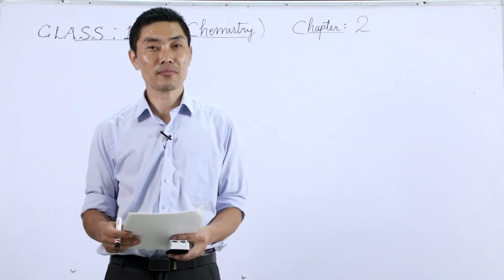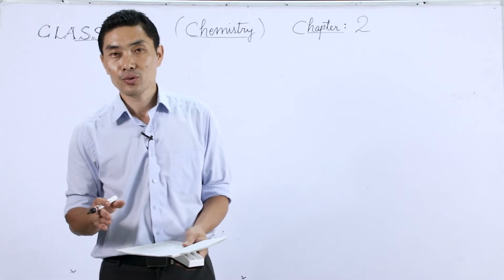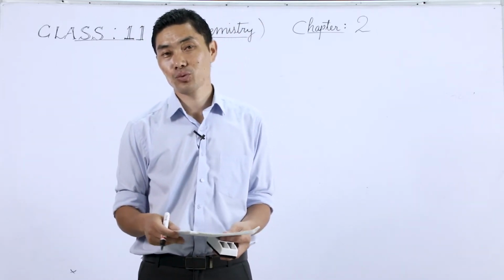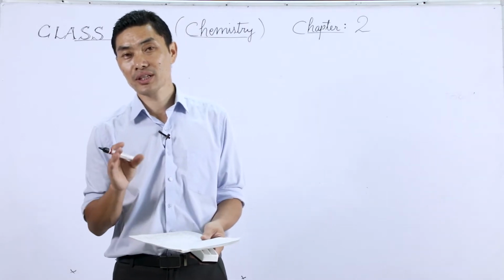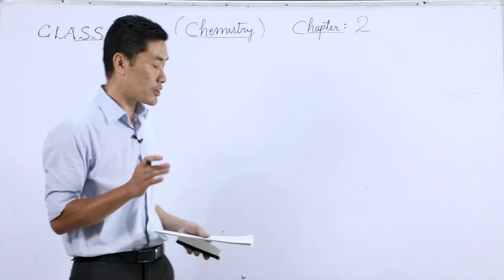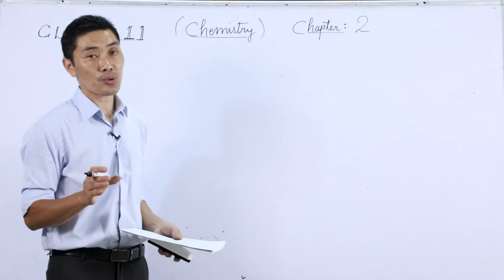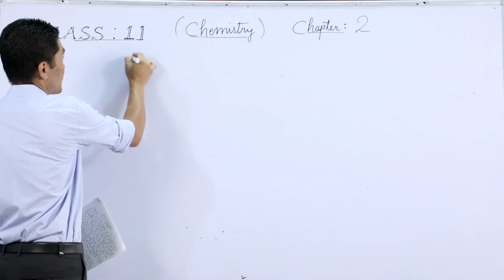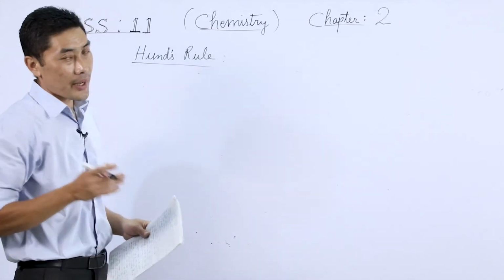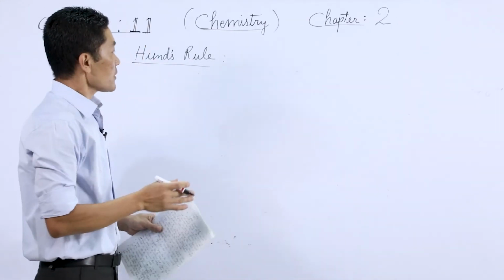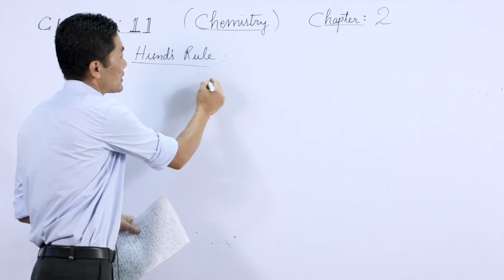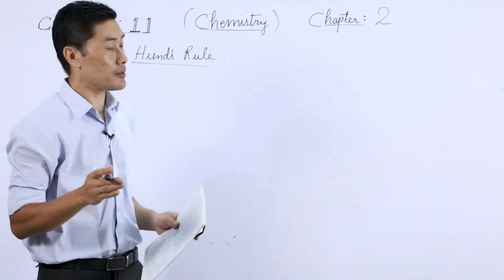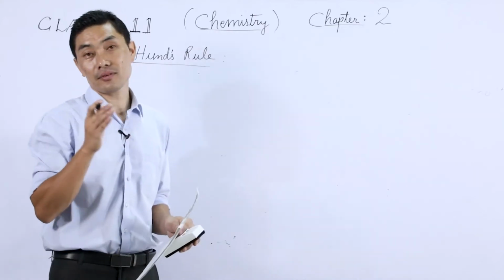Hello everyone, welcome back. In the last class, we were discussing electronic configurations of atoms, and we have seen two rules that we need to keep in mind while writing these electronic configurations. The third rule is Hund's rule of maximum multiplicity. According to this rule, electron pairing does not take place in orbitals of the same subshell unless all of them are singly filled.